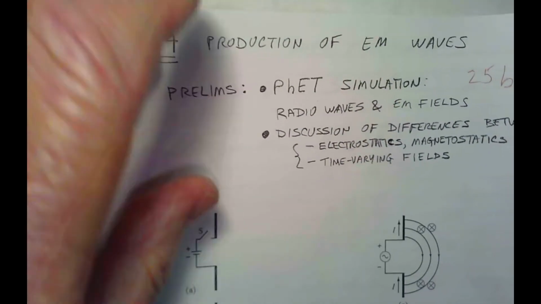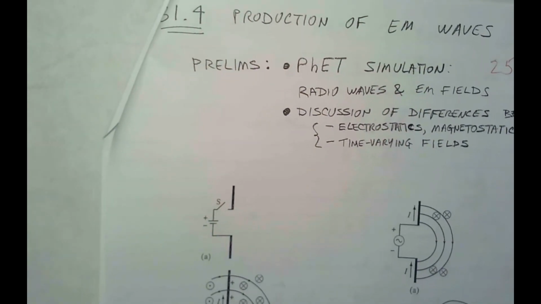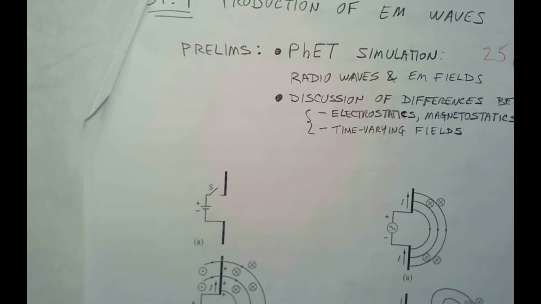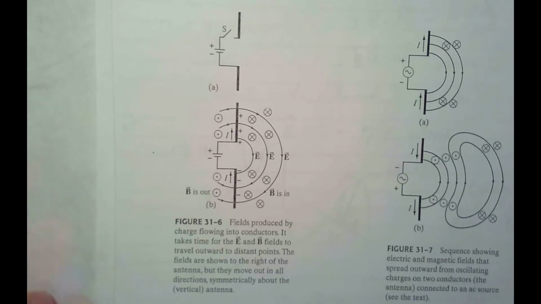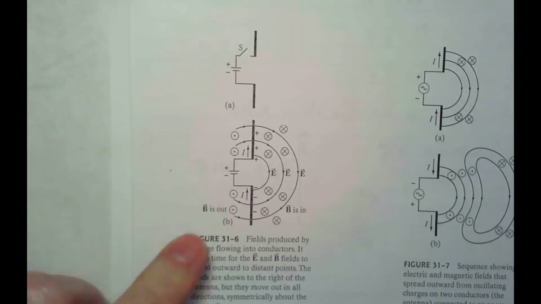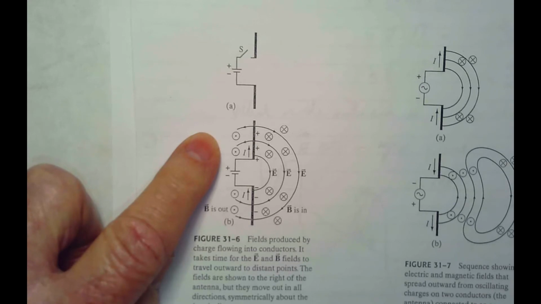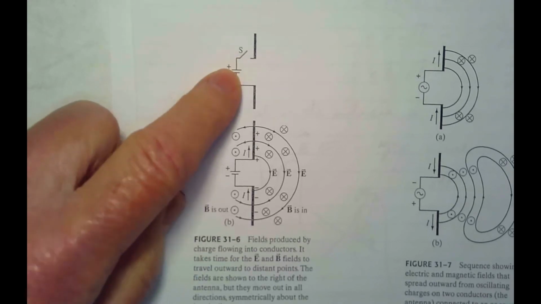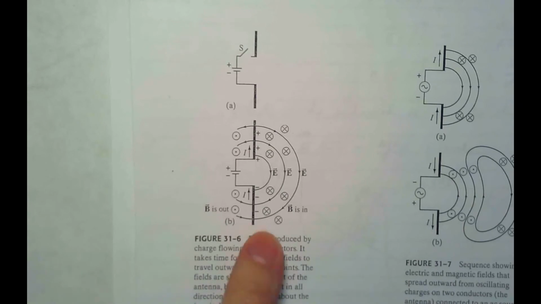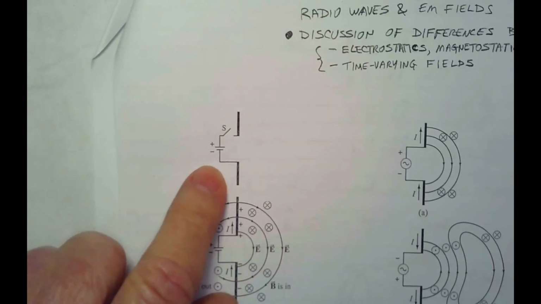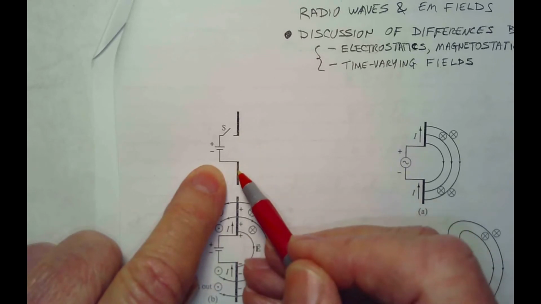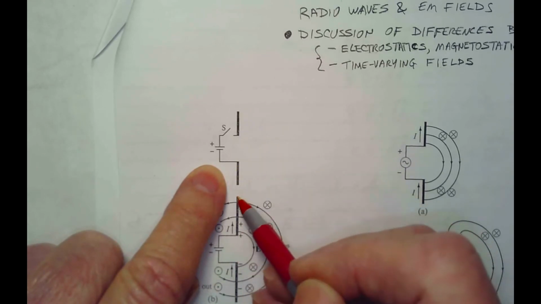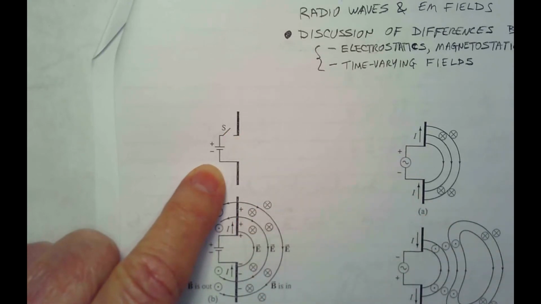I'm going to do these simulations after this lecture. That's a separate lecture. But here's the picture that tells you a lot, forget about the mathematics, which gets pretty messy right away. Here's how you start to generate an EM wave. This is statics, and this is time-varying fields. Here's what I do. I start with a battery, and I connect it to a wire going that way and a wire going that way. And I close the switch.